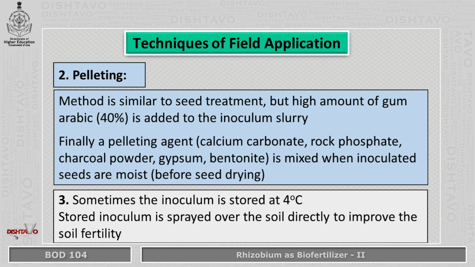Sometimes the inoculum is stored at 4 degrees Celsius. Stored inoculum is sprayed over the soil directly to improve the soil fertility.